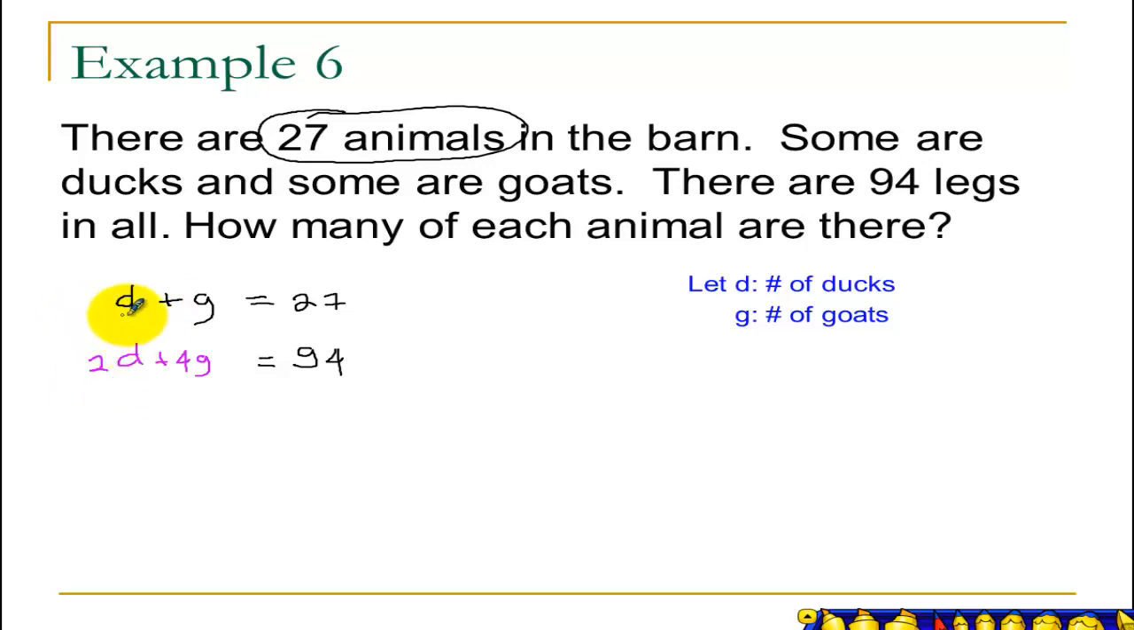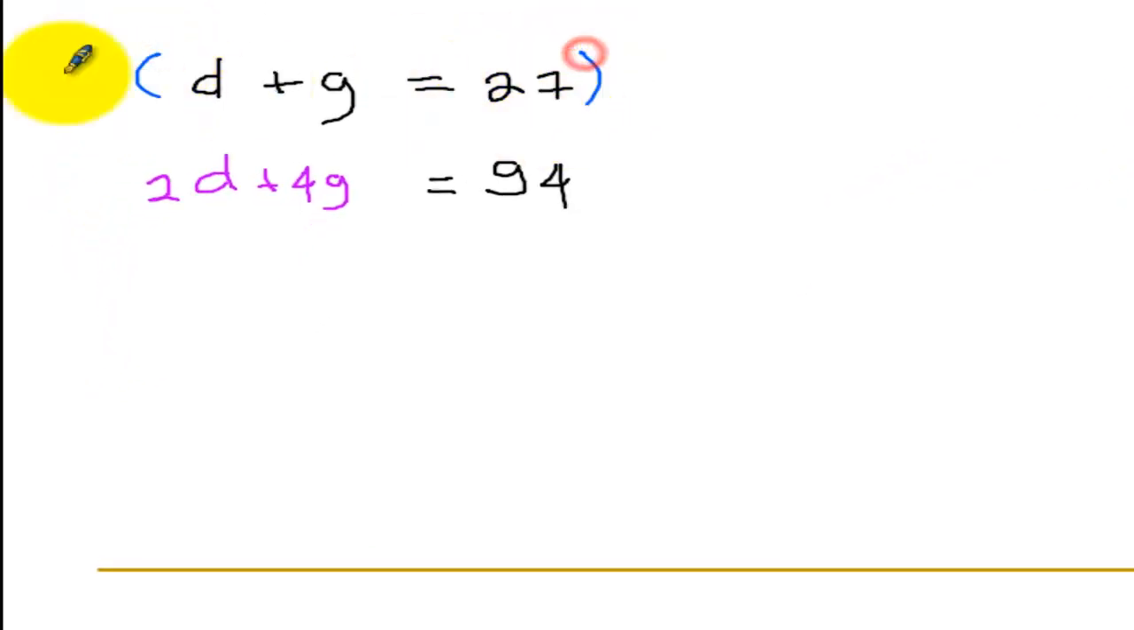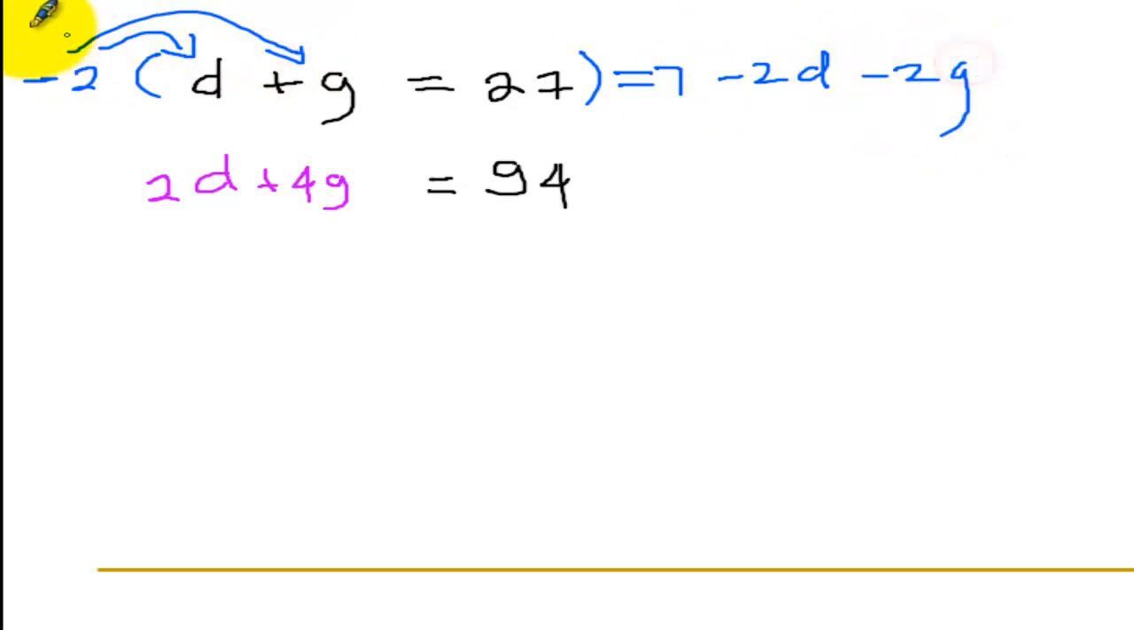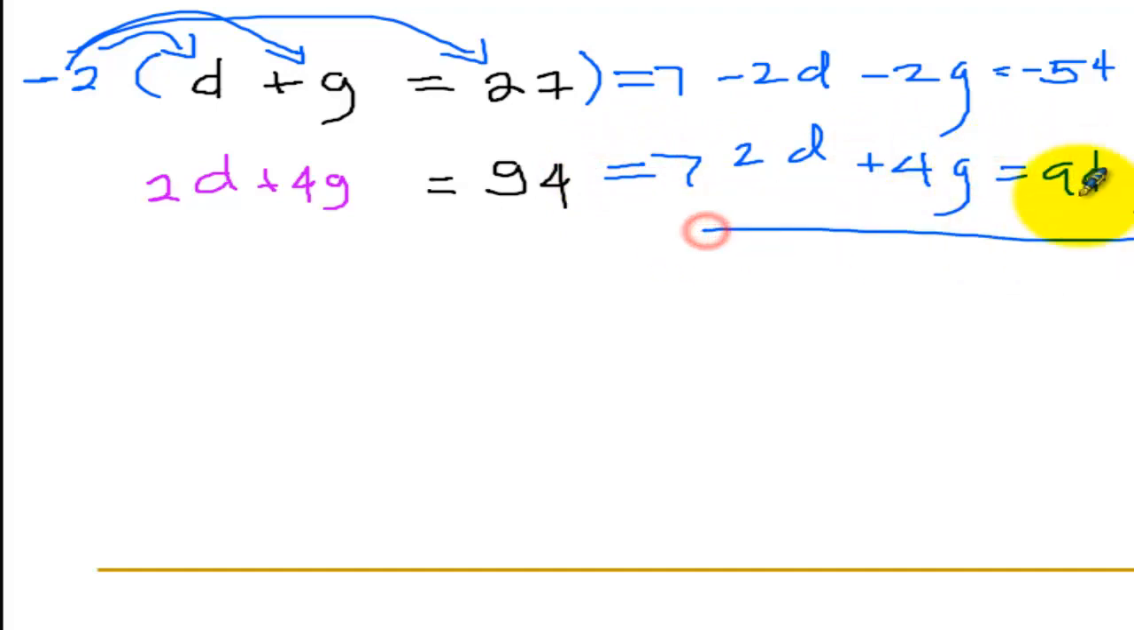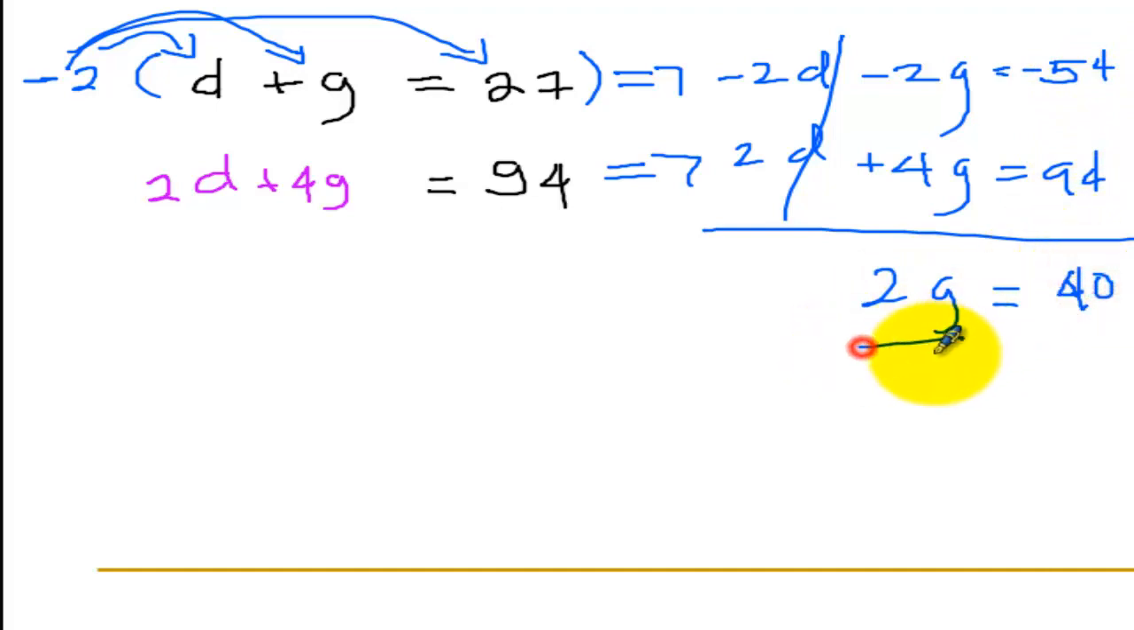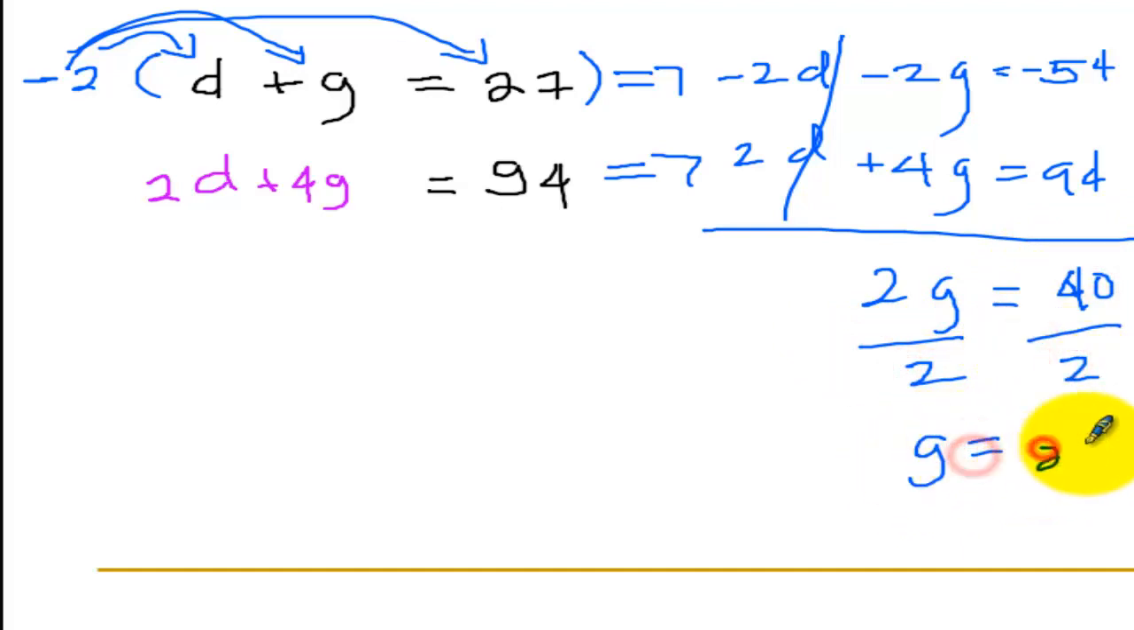So if this is 2d, I would like this to be equal to negative 2d. So I need to multiply my first equation by negative 2. So we will have negative 2d, negative 2 times g, negative 2g, and negative 2 times 27 is negative 54. I have 2d, we're just copying the second equation, plus 4g equals 94. Adding the two equations, the d terms will cancel out. Negative 2g plus 4g is 2g equals negative 54 plus 94, which is equal to 40. Divide by 2, divide by 2, we'll get g equals 20.